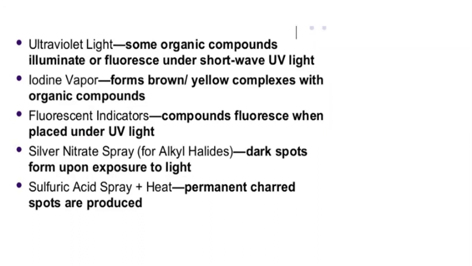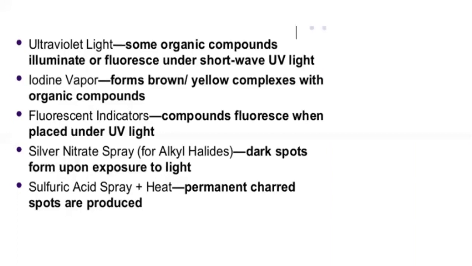When we place it in the UV chamber, we observe some spots. Then we have to circle those spots. Next, iodine vapors: we expose the dry TLC plate to iodine vapors. The iodine vapors react with our analyte and give brown colored spots. Next, fluorescent indicators: some compounds are fluorescent when placed under UV light, so for those fluorescent compounds we have to use a fluorescent indicator.